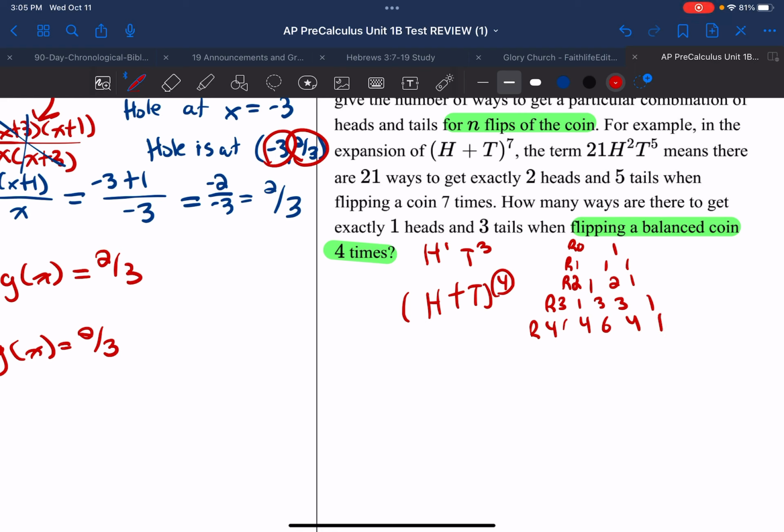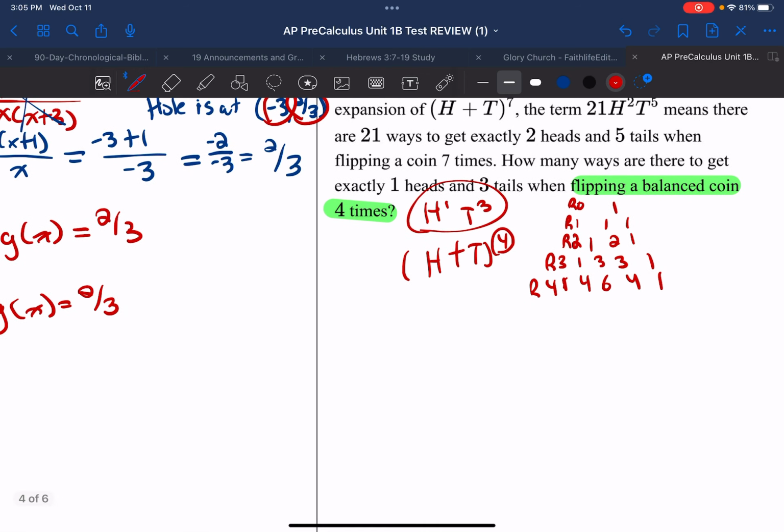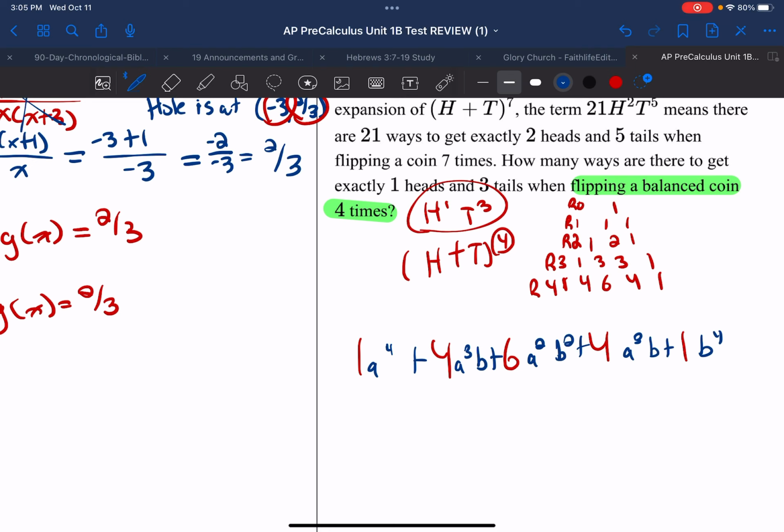So I can go ahead and write out the expansion for this until I get to H1T3, so A1B3. So I write out my expansion. So I've got 1, 4, 6, 4, 1. And then I've got A to the 4th plus A3B plus A squared B squared plus AB3 plus 1B4. And what I'm looking for is H1, and H1 is my A.